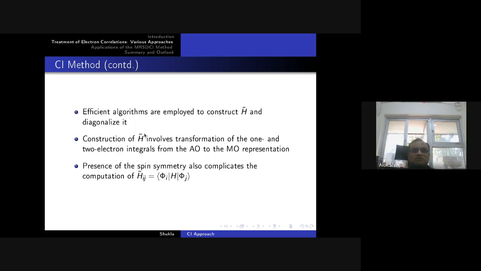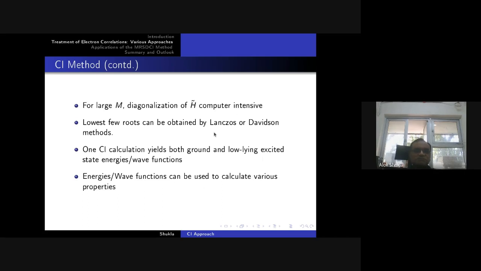Okay, so construction of H tilde involves another step where we transform the 1 and 2 electron integrals from the AO atomic orbital representation to molecular orbital representation, so that makes it an n to the power 5 problem, and then diagonalization has its own overhead. So typically the CI approach scales as n to the power 6. So choosing a compact basis is very important in all the approaches.